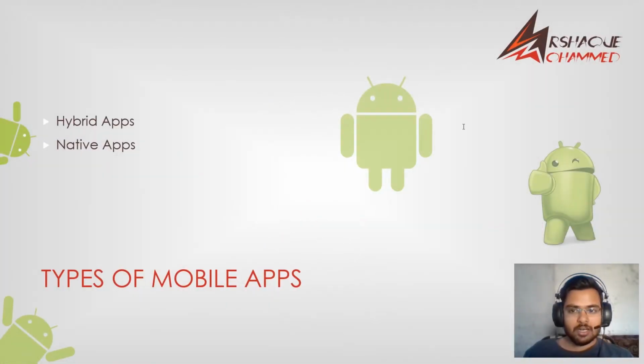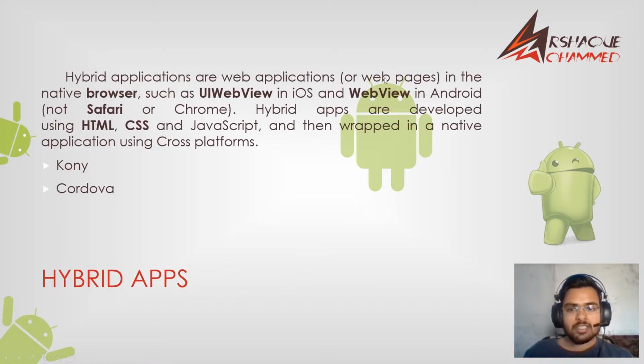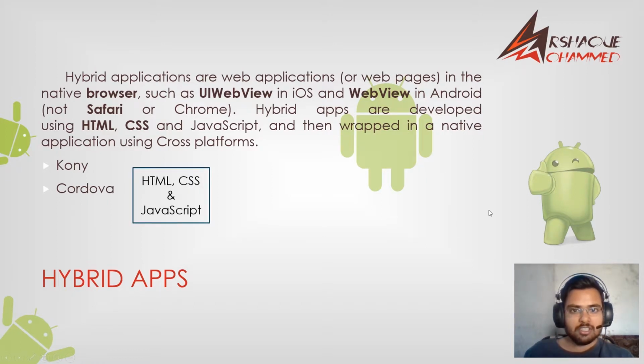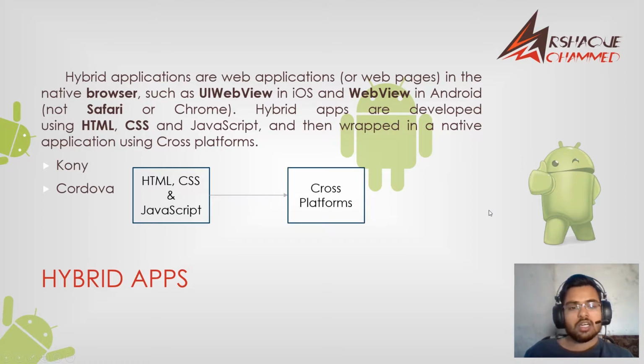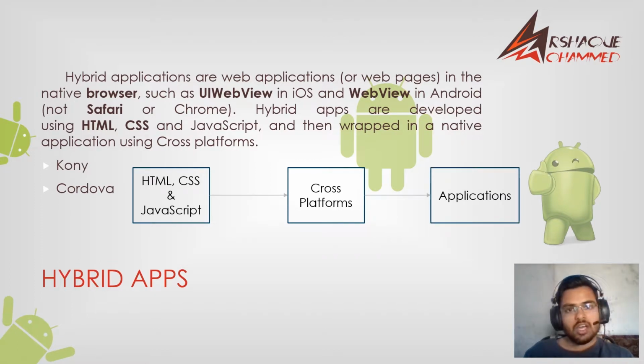There are two types of mobile applications, hybrid apps and native apps. A hybrid app is nothing but a converted app from a website. The code is developed in HTML, CSS, JavaScript, and using cross platforms like Kony, Cordova, Ionic, they convert the HTML, CSS, JavaScript code to an Android application or iOS application. I won't be explaining how we can develop hybrid apps, but I will be explaining native apps.